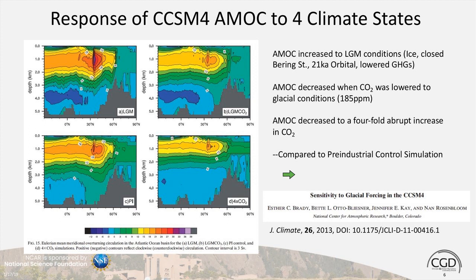The trace simulation, the start of that, the LGM condition, was run for over 5,000 years, and that was very well brought to equilibrium in the temperature and salinity of the deep ocean, and also the ideal age. The start of the trace run was brought to very, very good equilibrium.